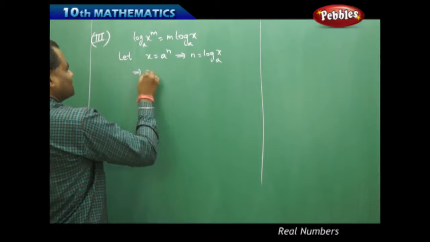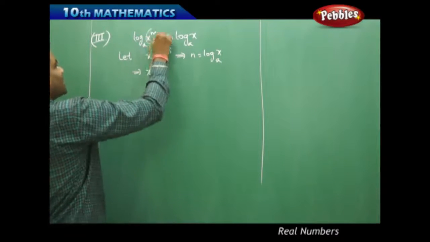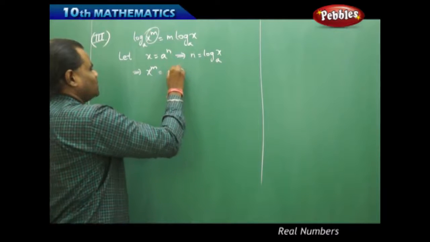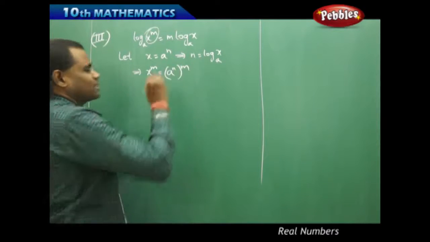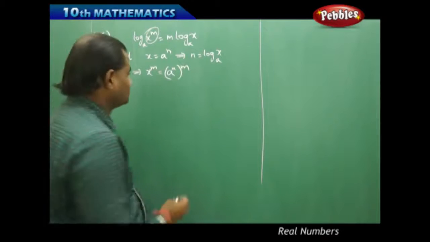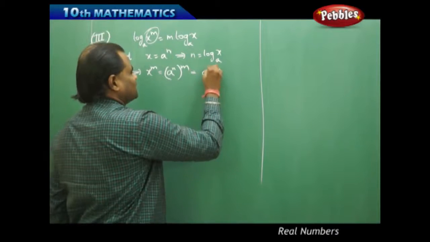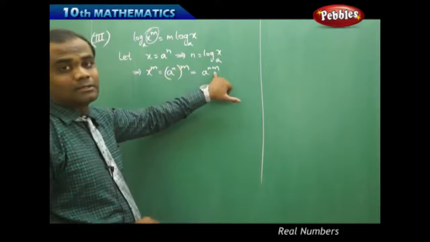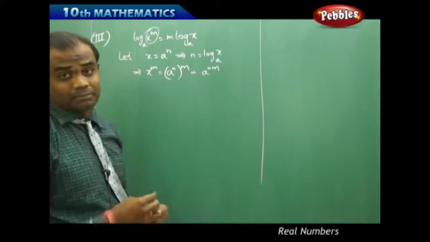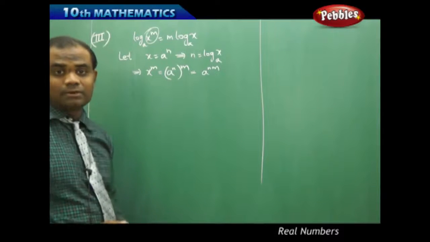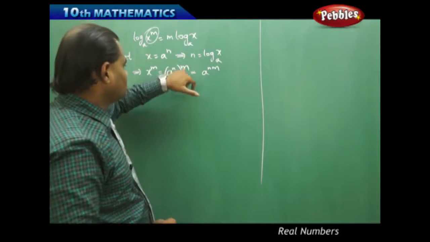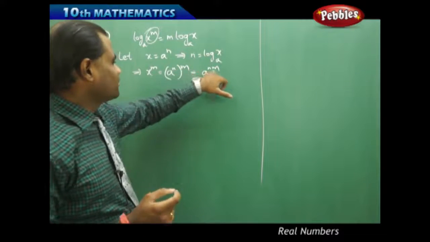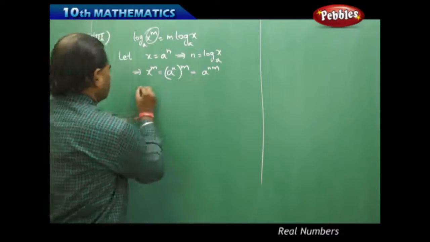Now, because I need x power m, I'm going to raise this x to power m, so equally on the right, this gets raised to power m. And this would be nothing but a power nm. Both the powers get multiplied, but this doesn't become n power m. Most of them make this mistake. So this is a power, this is a power, so the powers get multiplied. So n times m is a power nm.